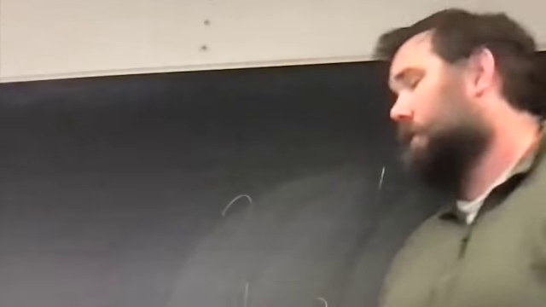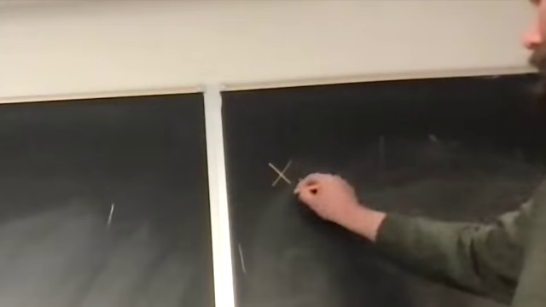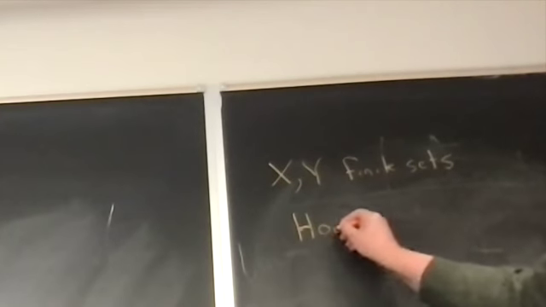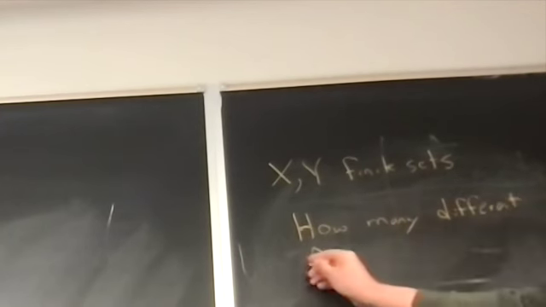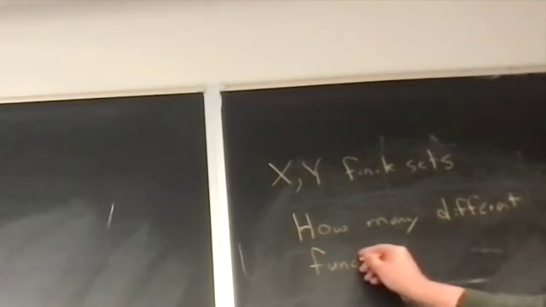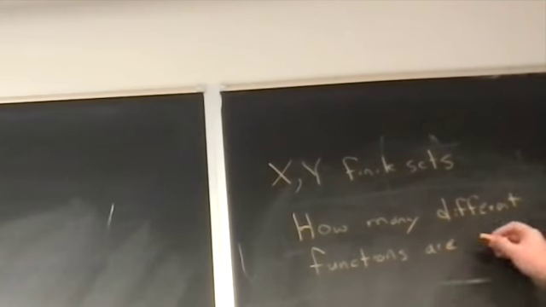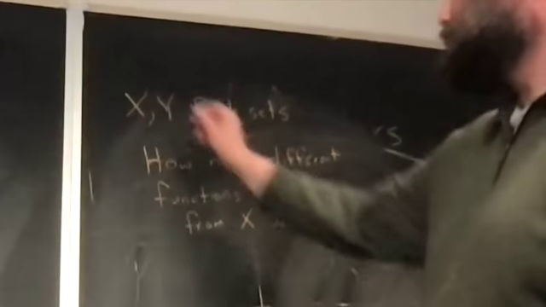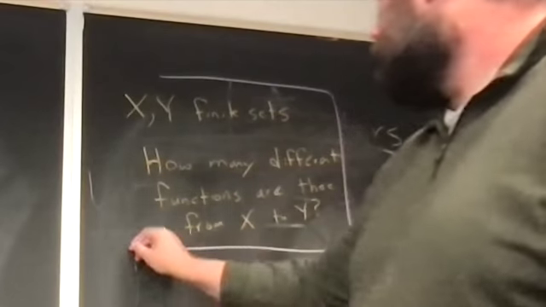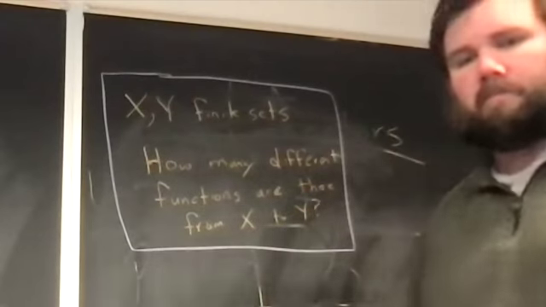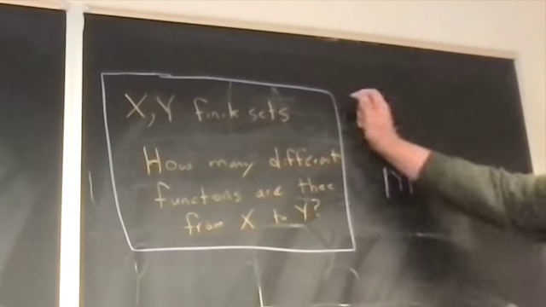Previously, we've counted functions. So let me start by asking you, as a review: x and y are finite sets. How many different functions are there from x to y? This will be expressed in some expression related to the cardinality of x, the cardinality of y, and algebraic or arithmetic operations. So if x and y are finite sets, how many different functions are there from x to y? The cardinality of y raised to the cardinality of x power.